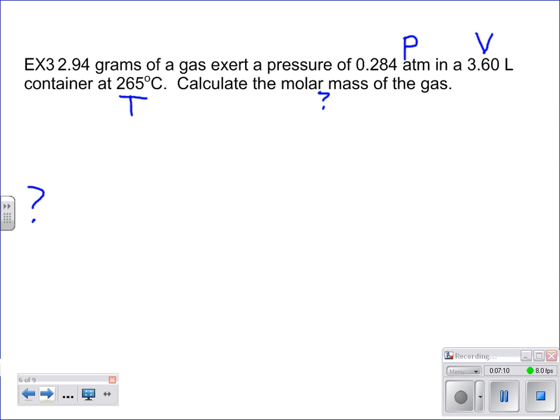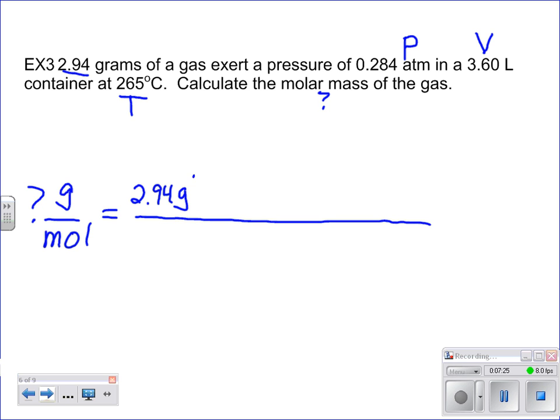So if we're looking for molar mass, what units are we trying to get it to? Grams per mole. And I'm just going to start writing some things down. So I see that I've got 2.94 grams. Well, I need to also get moles in there. Where can we find that unit? What might we think about plugging in now? I haven't brought it up yet today. Excellent. So the gas constant.